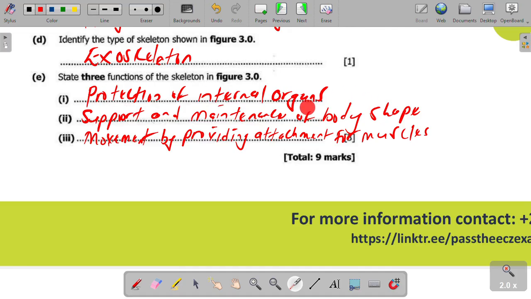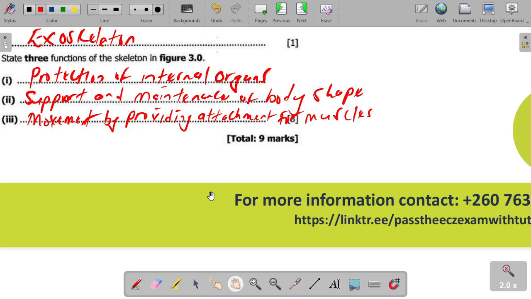So this helps the grasshopper. Protection of internal organs. You can even mention here of the grasshopper. Support and maintenance of the body shape of the grasshopper. Movement by providing attachment for muscles of the grasshopper. So basically, this is your 9 marks. Okay, you get your 9 marks like that.